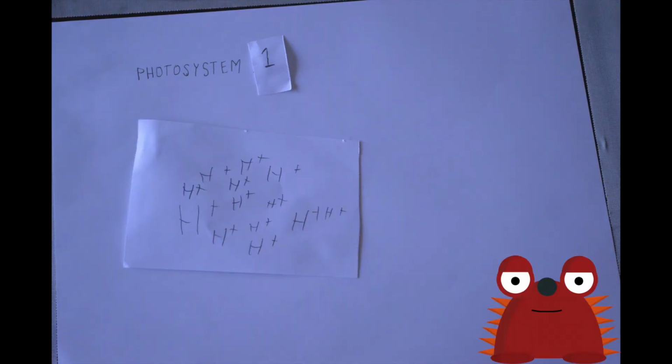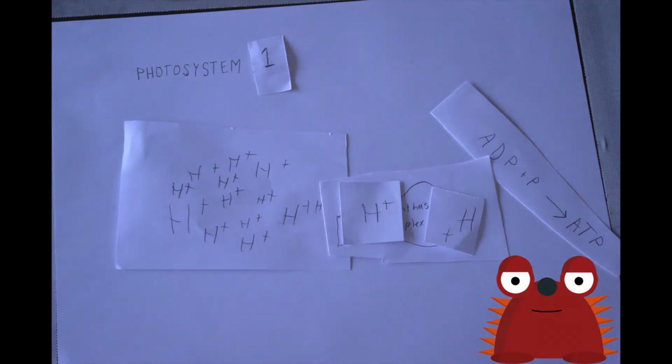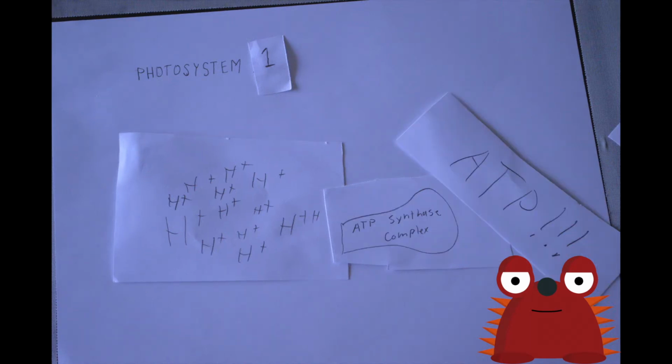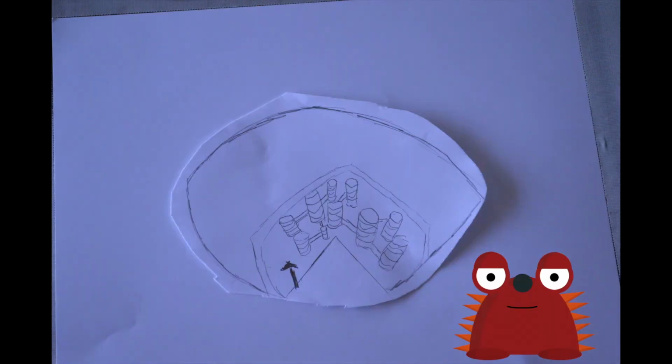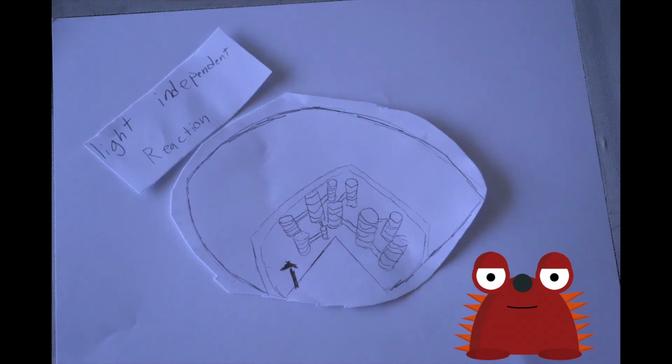Once there is too much hydrogen collected within the thylakoid, the hydrogen exits through the ATP synthase complex and turns ADP plus P into ATP. The ATP then moves on to the light-independent reaction, or the Calvin-Benson cycle. Now let's zoom out just a little bit to the stroma, location of the light-independent reaction.